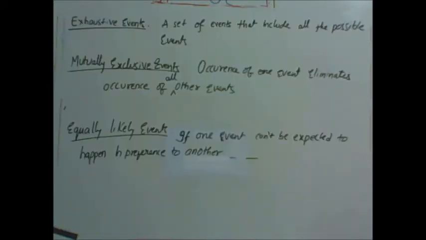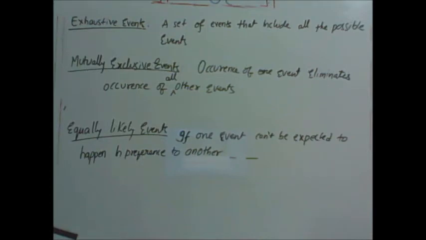So coming to a few definitions, exhaustive events, which we can consider as a sample space as well, because it is a set of events that include all the possible events, or a set of elements that include all the possible events. So for example, tossing a coin can have either head as a result or tail as a result, but there is no other result. So head and tail, when we form a set, the two events together form exhaustive events.